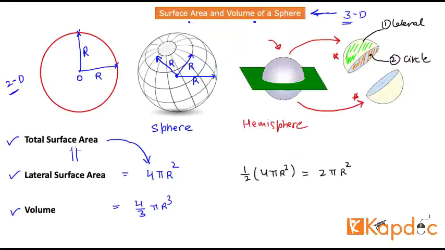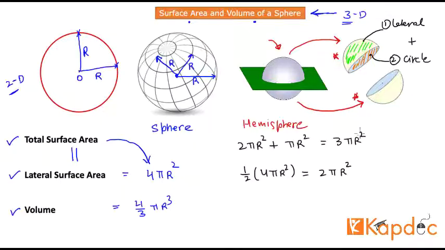And what is the total surface area then? The total will be, of course, a combination of 1 plus 2, a combination of lateral plus the circular base. Lateral we already have calculated, it is 2 pi r square, and the area of this circular base will be pi r square, and that will be 3 pi r square, correct?